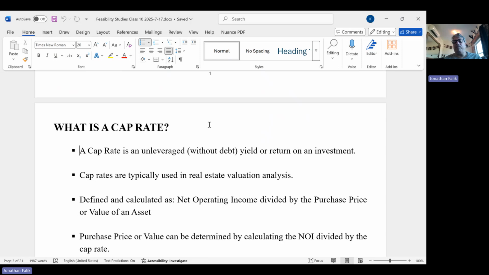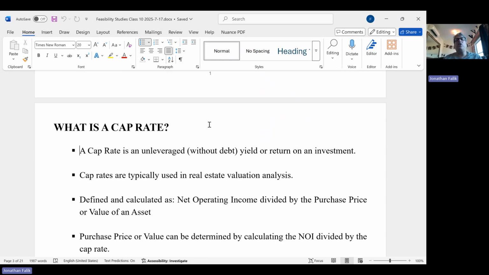Stabilized cap rates, meaning when the net operating income is stabilized, vary anywhere from 5 to 10%, depending on the type of asset. A lower cap rate means a higher value. A higher cap rate means a lower value. That's important to understand. Okay?